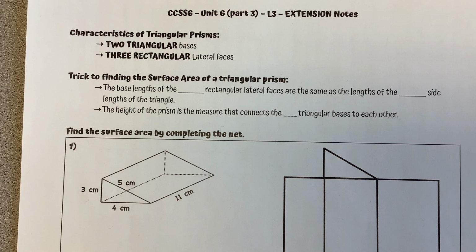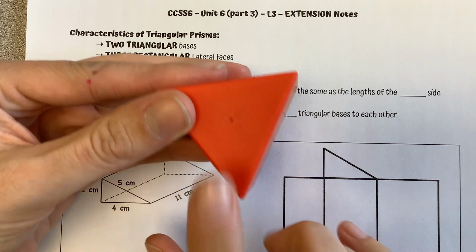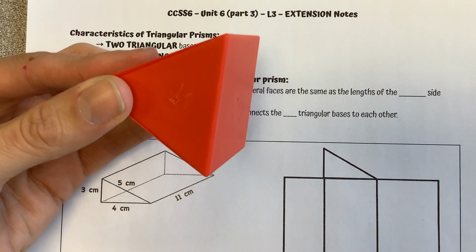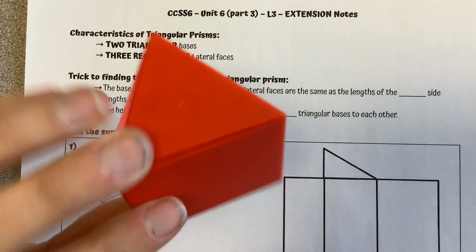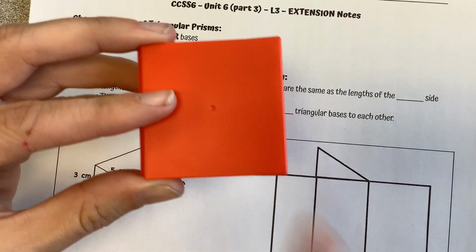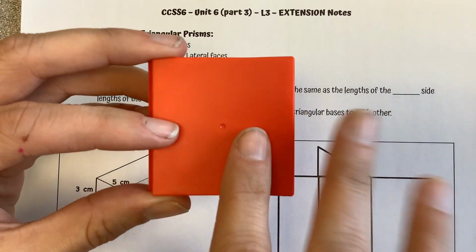For this lesson, we are going to be looking at the surface area of triangular prisms using their nets. So first off, we want to look at the characteristics of a triangular prism. It's a prism when it has two parallel and congruent bases. If the base is a triangle, it is a triangular prism. The sides of a triangular prism are rectangles.